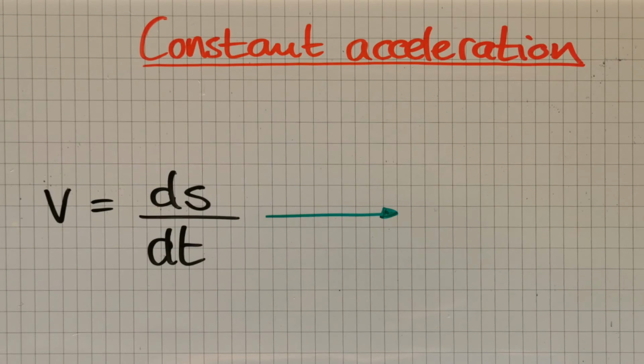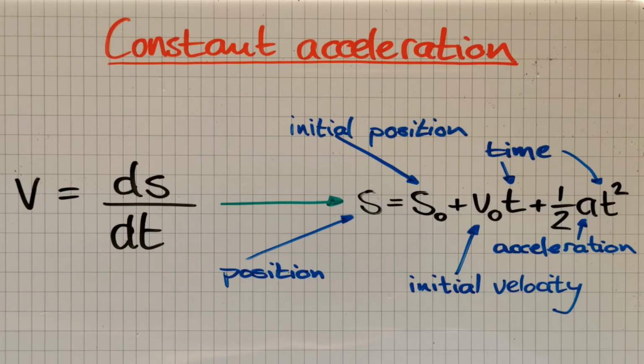The second equation that we want to derive is to go from v is equal to ds dt to an equation for position. So the equation for position that we will derive is to say the final position, s, is s0, your initial position, plus v0t, plus half acceleration multiplied by time squared. Once again, it's under the assumption of constant acceleration.